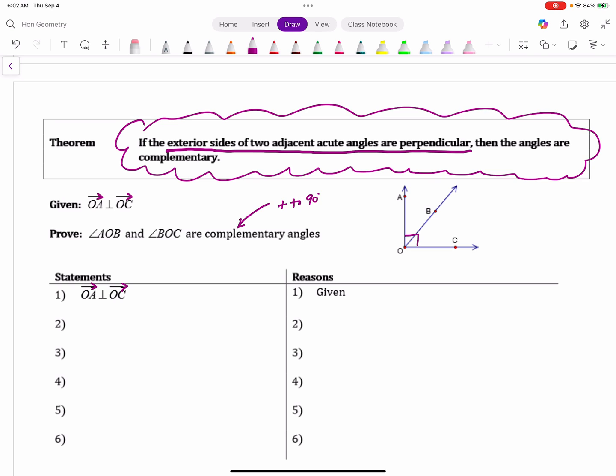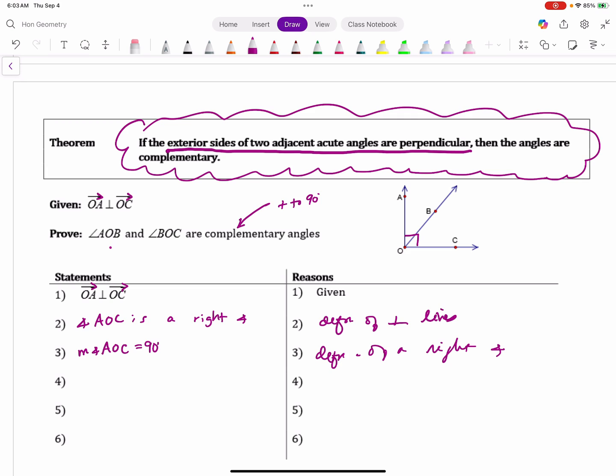So let's see, we said they're perpendicular, that forms a right angle. So let's go ahead and say that angle AOC is a right angle because of the definition of perpendicular lines. Okay, if it's a right angle, we know its measure. Oh wait, I said AOC. No, that's right, AOC is the right angle. So we know that the measure of angle AOC is 90 degrees because of the definition of a right angle.